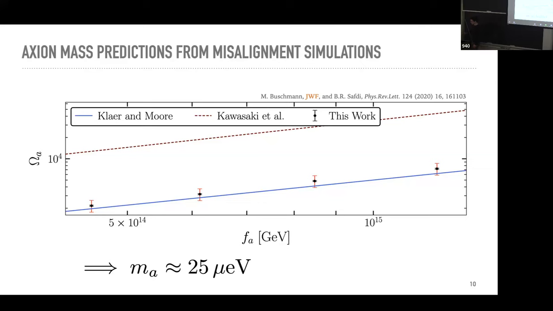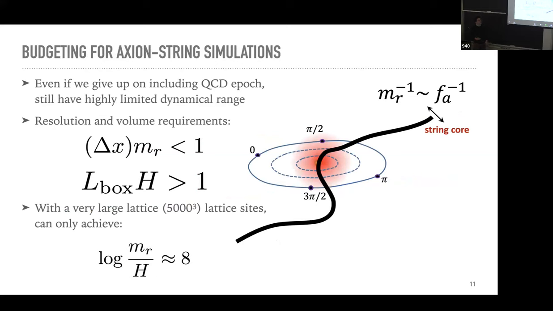So I can do a little bit of budgeting, and ask what are the biggest simulations I could have done in the first place. If I'm totally shameless, I need at least one lattice site resolving the size of the topological defects. The size of the topological defects is essentially the inverse radial mass. So as a resolution criterion, I need delta x times mr to be less than 1. On the other hand, I also need to have multiple horizons in my box.